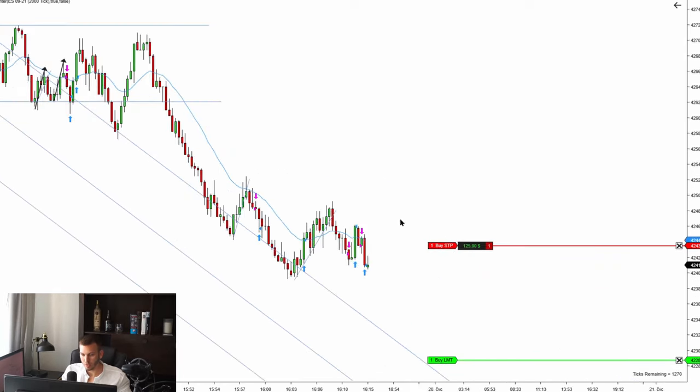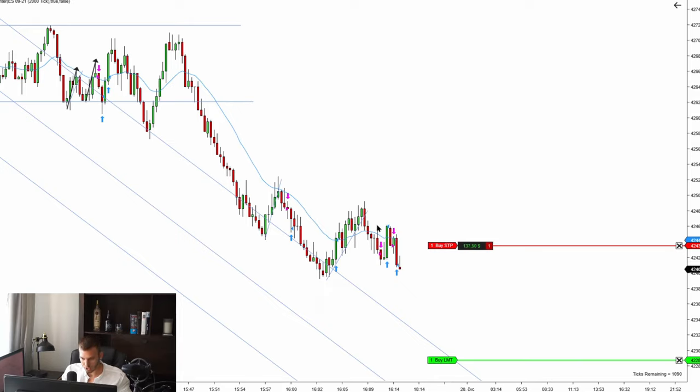But you have to trust the process and stick to the rules. This is the new high, first entry long, pullback, second entry long, failure. Big bearish bar below EMA. I jumped the gun here.